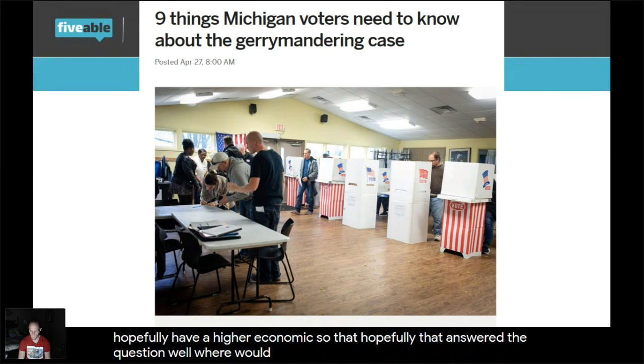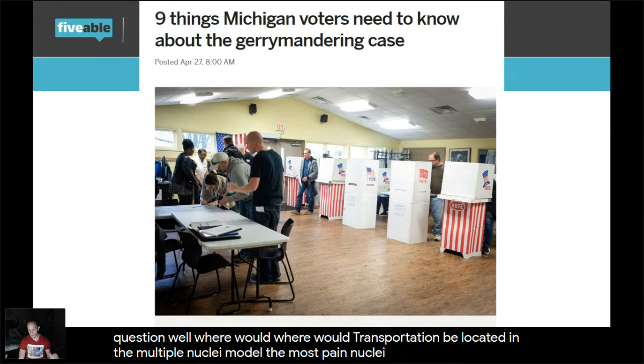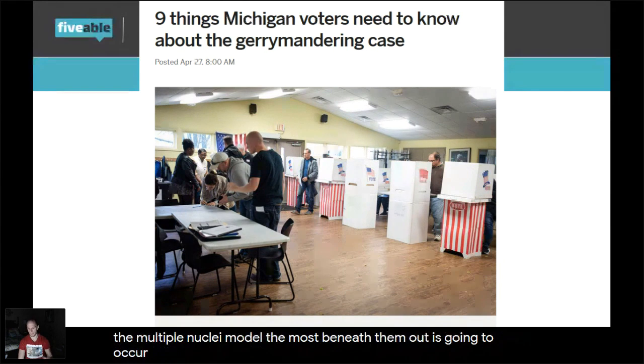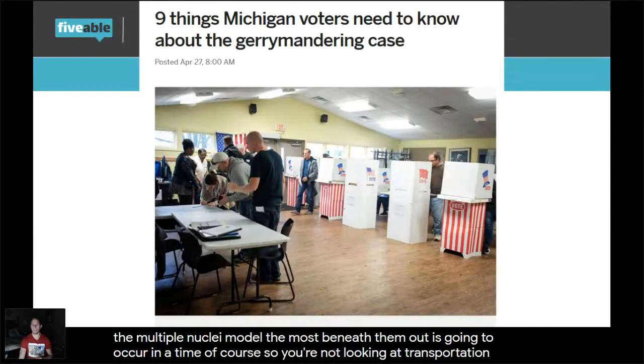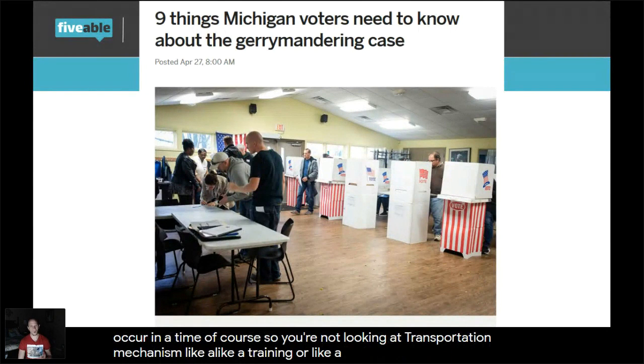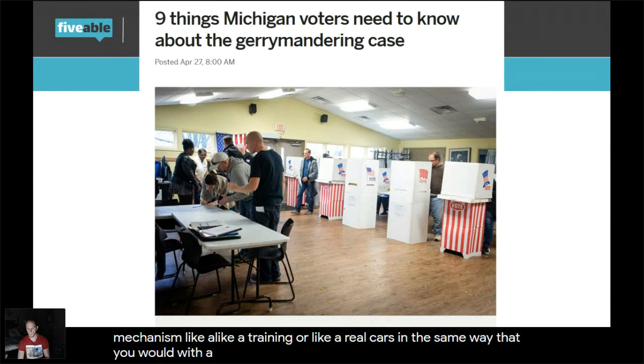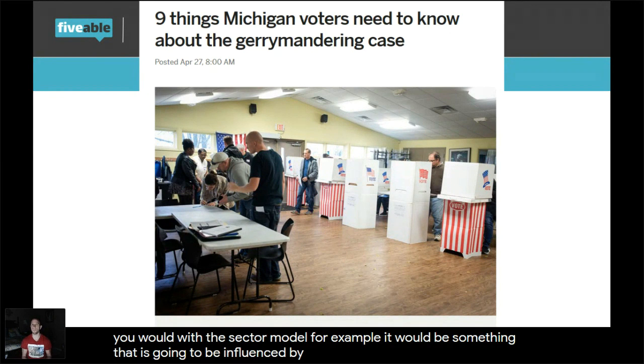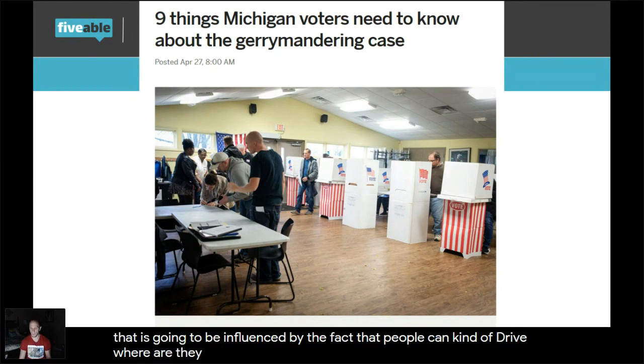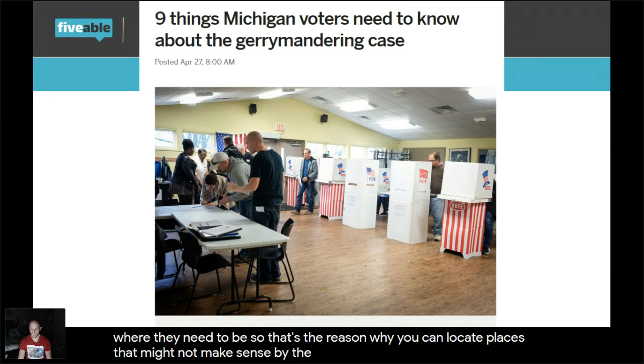Where would transportation be located in the multiple nuclei model? The multiple nuclei model is going to occur in the time of cars. So you're not looking at a transportation mechanism like a train or rail cars in the same way that you would with a sector model, for example. It would be influenced by the fact that people can drive wherever they need to be. That's the reason you can locate in places that might not make sense by the other two models.